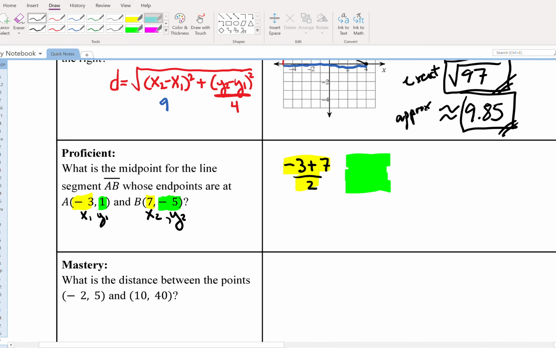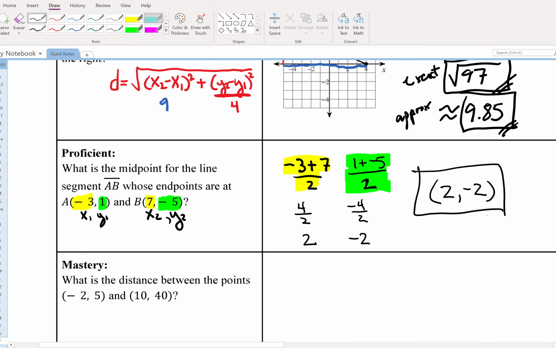Well, negative 3 plus 7 is 4. Divide by 2 is 2. And over here I've got 1 plus negative 5 over 2. Again, it's the average. Since you're adding two numbers, you have to divide by 2. So 1 plus negative 5 would be negative 4. Divide by 2 would be negative 2. And so your midpoint would just be 2 comma negative 2. And if you were to graph those, even just a quick sketch, you could see that midpoint does fall halfway in between those 2 points.